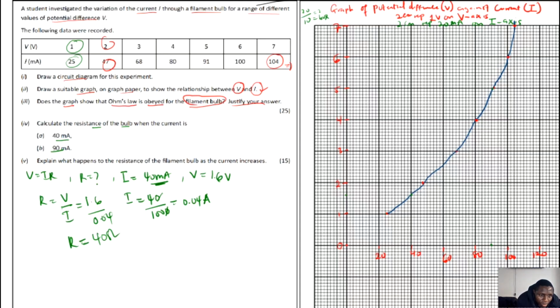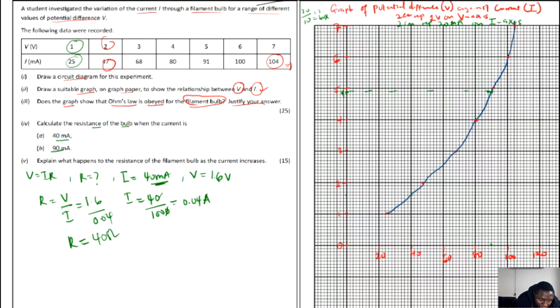So now, if I trace this 90 up and trace it to touch the line, I have it here. You trace it to this point here, and it gives you 4.9. This is 4.9 on the graph.